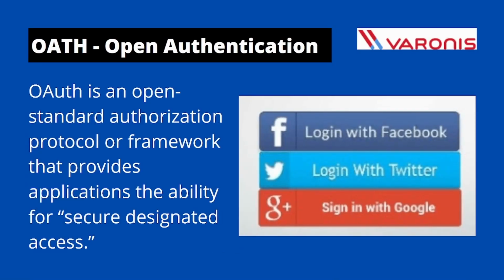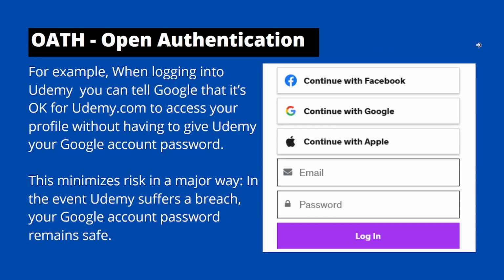OAuth, Open Authentication. It's an open standard authorization protocol that provides applications the ability for secure designated access. For example, when logging into the site Udemy, instead of typing the email and password, you can simply tell Google or Facebook or your Apple account that it's okay for udemy.com to access your profile without having to give Udemy your account password. This minimizes risk in a major way. In the event Udemy suffers a data breach, your account, let it be Google account, Facebook account or Apple account, that password remains safe.